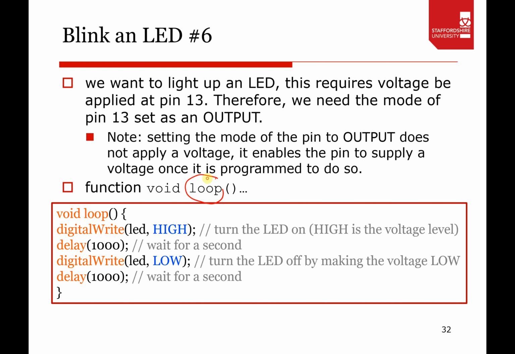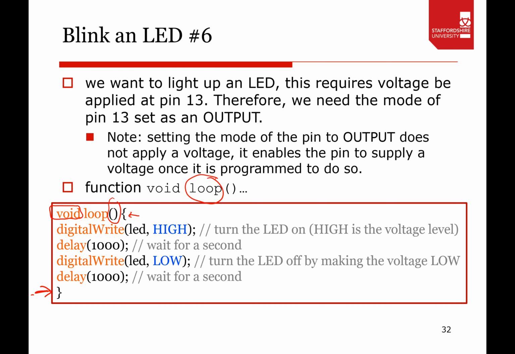Loop is the main function of your Arduino sketch. Void loop. Void because there are no variables being returned and we're not passing any variables to it. So it's just a round open and close brackets. The braces here, the curly brackets, show the start and the end of the function.